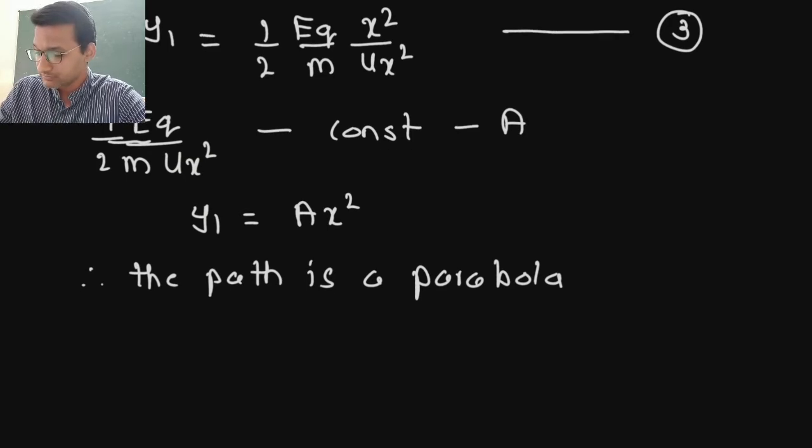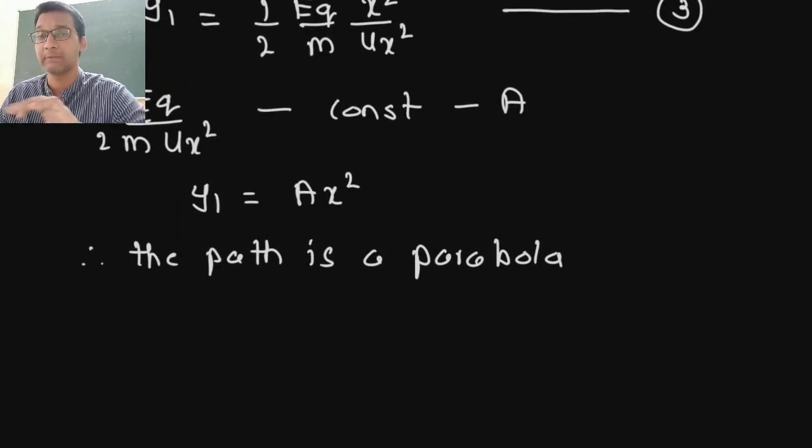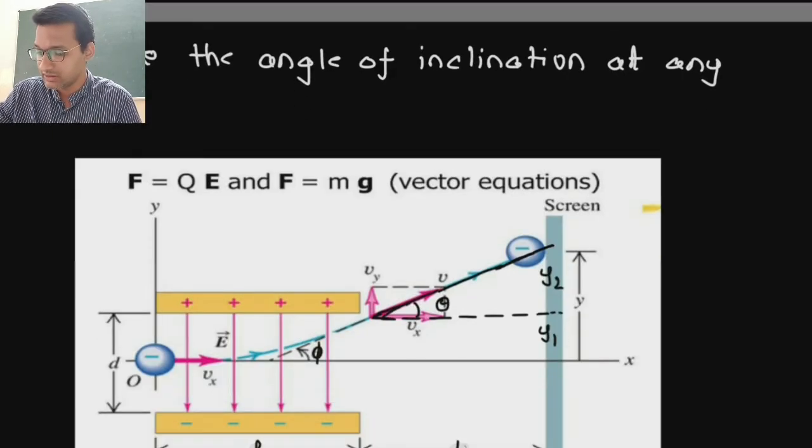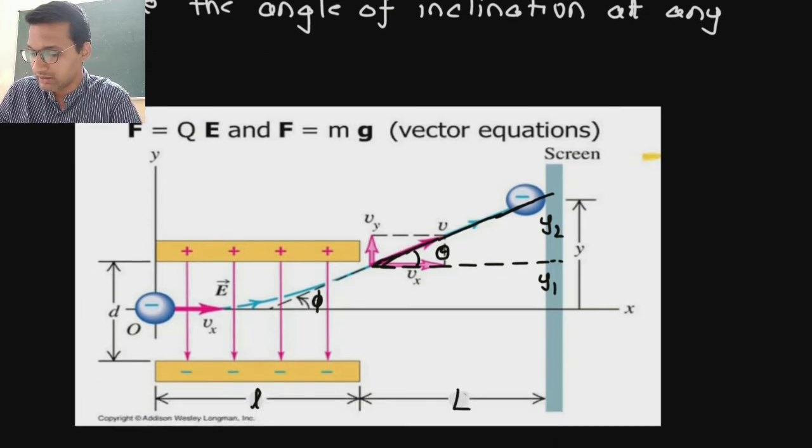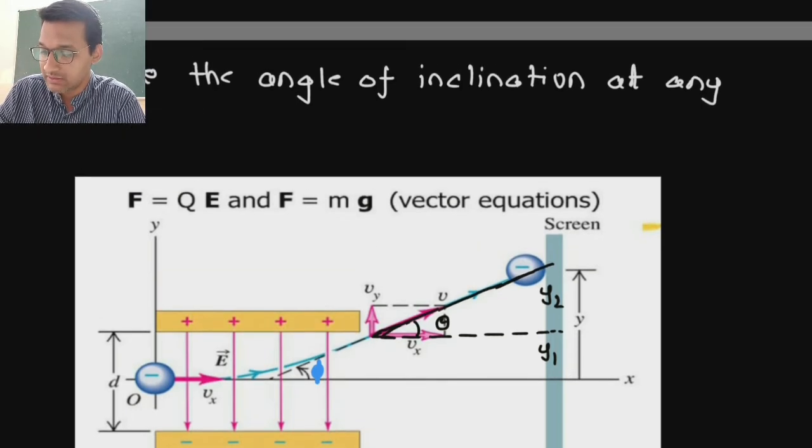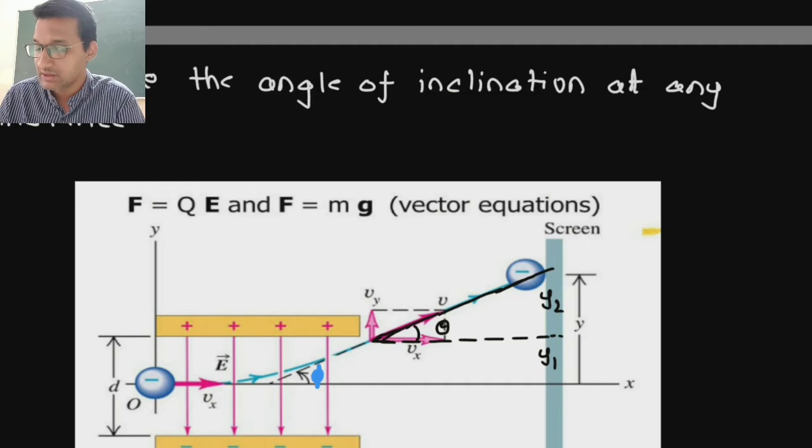Now when the particle is traveling in the electric field, it will be making some angle with the x-axis. Let us see it in the diagram. It will be making an angle with the x-axis. Let us call this angle psi. This is the angle that I am talking about. This angle is psi, and we can find it. Let this angle that it makes with the x-axis be psi at any instance of time.